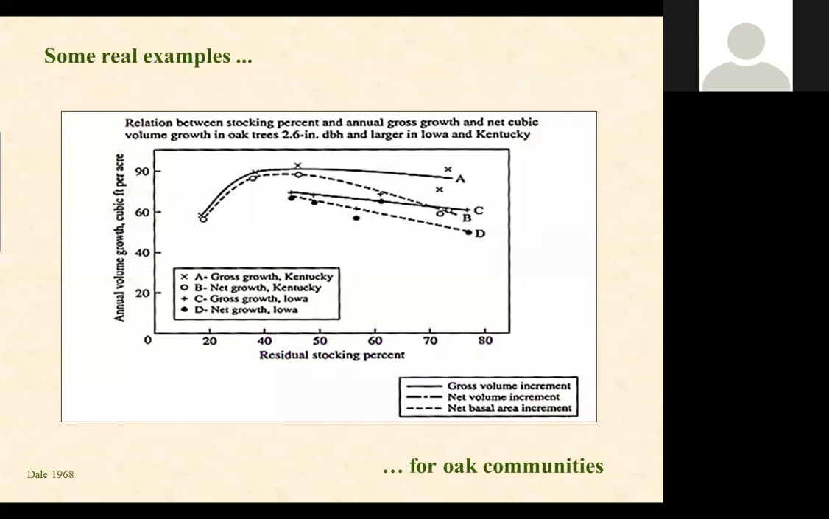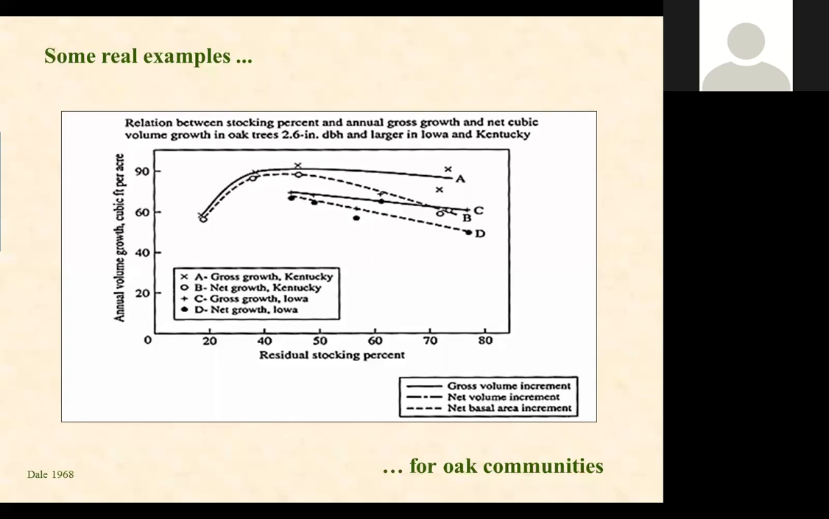Here's the real data that Martin Dale put together. If you look at the upper curves, they're a little bit clearer because he had a full range of data. And you see the upper solid line, that's the 100%, or the gross growth line, and the dashed line is the net growth line. Curves C and D show the same pattern, but he had no data for stocking below about 45 to 50%.